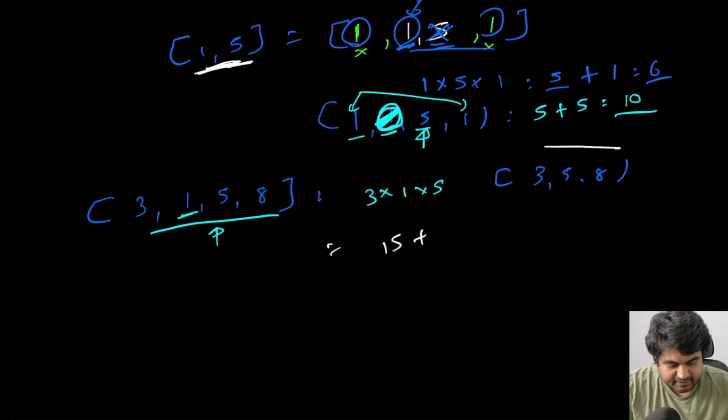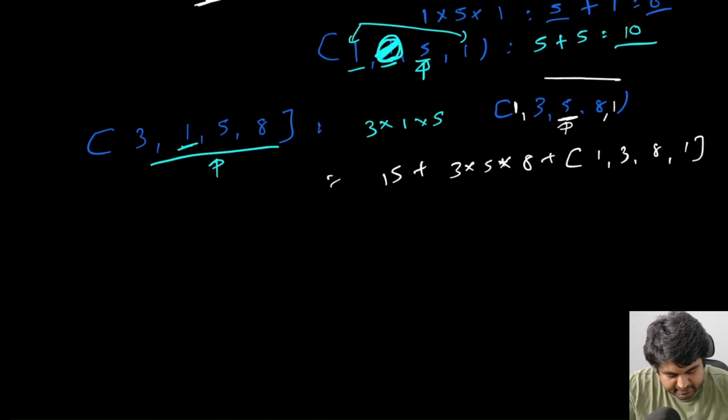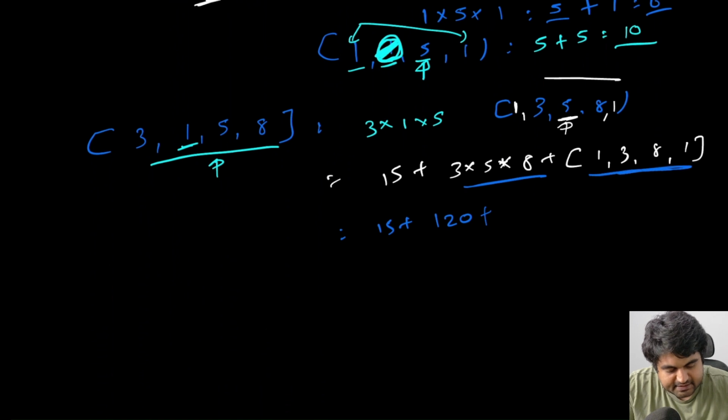Now once again in this case, remember, imagine that there are going to be two neighboring 1s present at all times. Okay, now once again we would decide to pop balloon number 5. If we do that, we will be doing 3 multiplied by 5 multiplied by 8, and the remaining balloons are going to be 1, 3, 8 and 1. Okay, now once again in this case, this is going to be 15 plus this is going to be 120 plus this is, now in this case the ideal thing would be to pop balloon number 3.